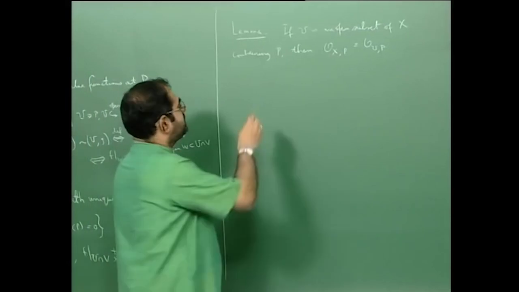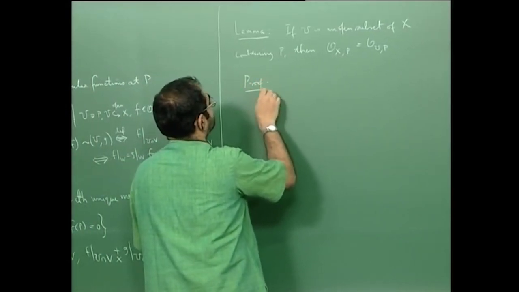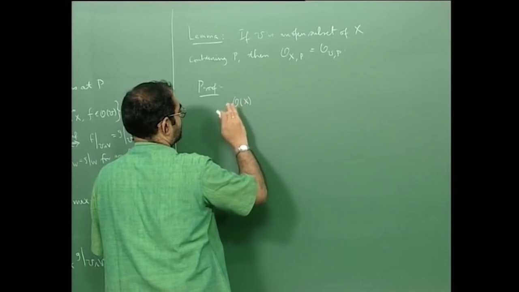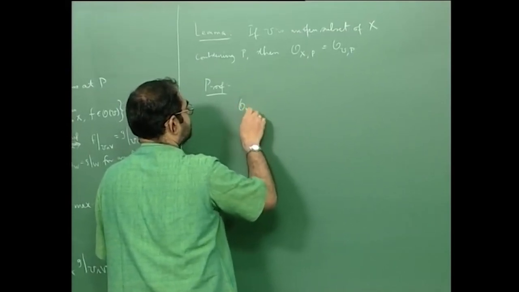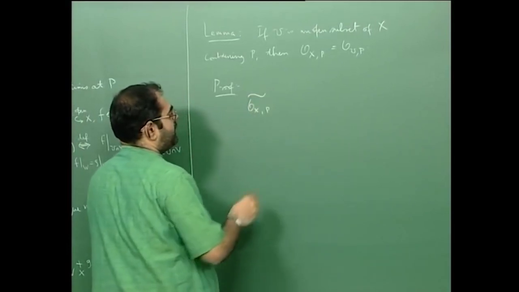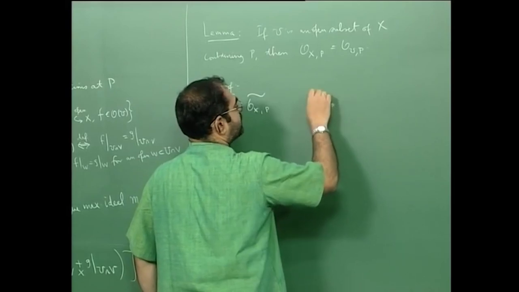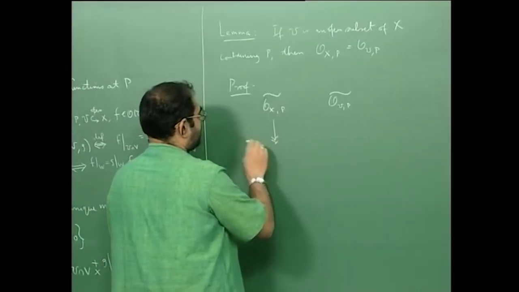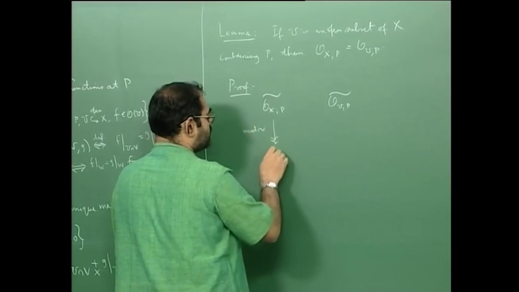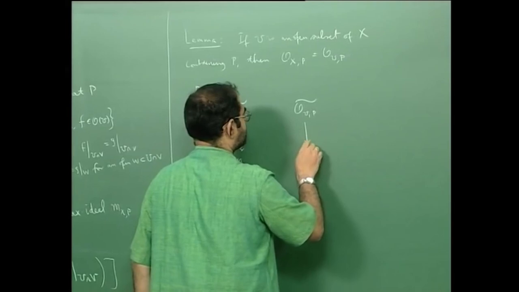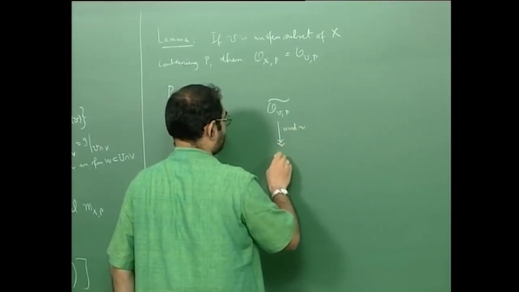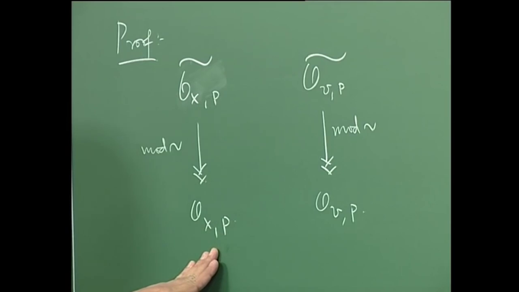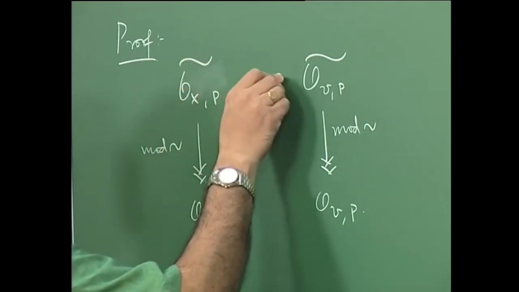It is pretty easy to prove, so the proof is rather simple. You have O_{X,P} tilde, and there is O_{U,P} tilde. The quotient of O_{X,P} tilde by the equivalence relation as I have defined here is going to give me the local ring O_{X,P}. Similarly, if I take the quotient by this equivalence relation here, I am going to get the local ring O_{U,P}. To say that these two are isomorphic is very simple. What I do is, I give a map from here to here.